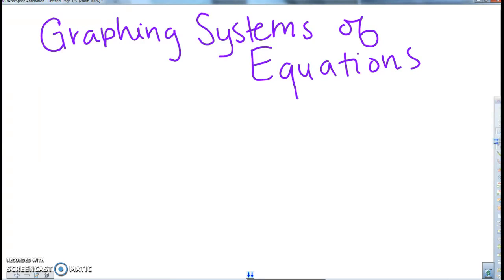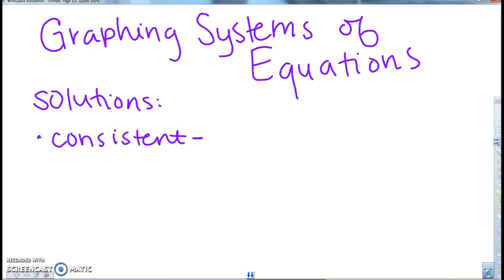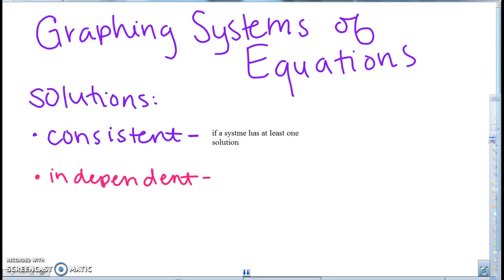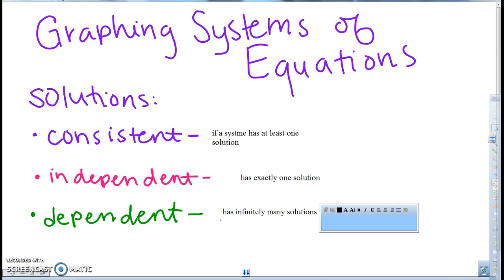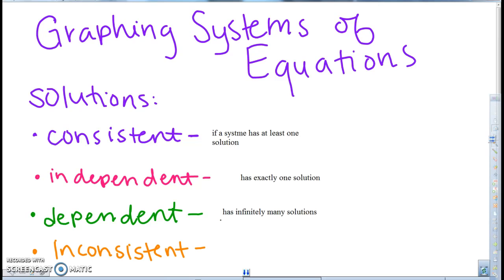Today we are talking about graphing equations. First, we have to talk about solutions. Consistent. Independent. Dependent equations have infinitely many solutions. Consistent. Make sure you have all this vocab copied down.